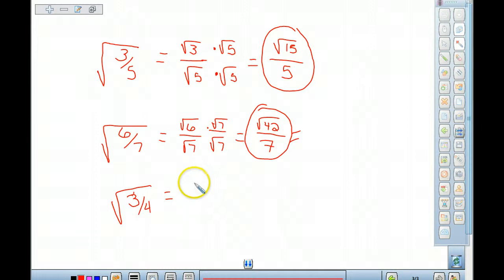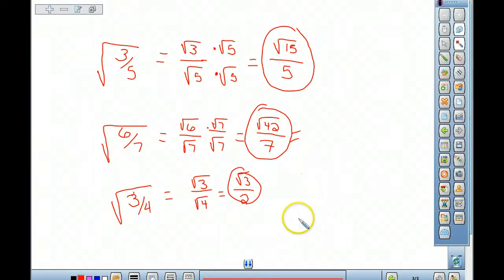Okay, let's check this out. We've got the square root of 3 over the square root of 4. Okay, actually we're going to be okay here. We've got the square root of 3 over, what's the square root of 4? I don't even have to rationalize this denominator because the square root of 4 is going to give me 2. So be extra careful. If you don't have to rationalize the denominator by multiplying, don't. If you can take the square root of it, do that.